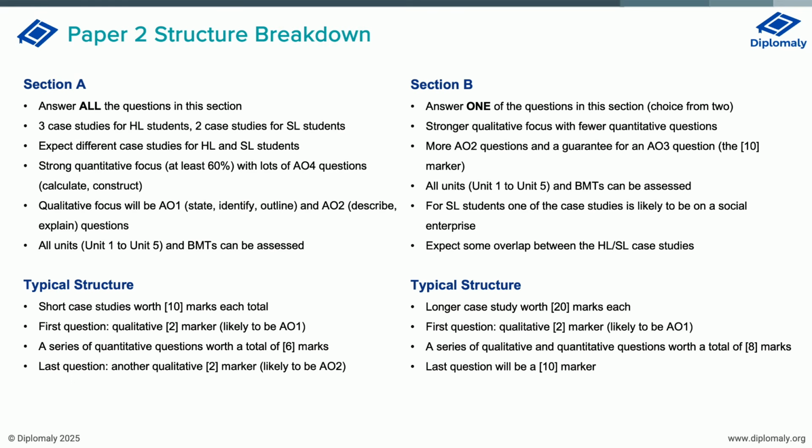If we do a deeper dive on the structure of a typical section B case study, typically, the first question is a simple AO1 2-marker asking you to define, state, identify something. You'll then get a series of 2 markers and 4 markers worth a total of 8 marks. This typically has a more qualitative focus, and the final question will be your 10 marker.